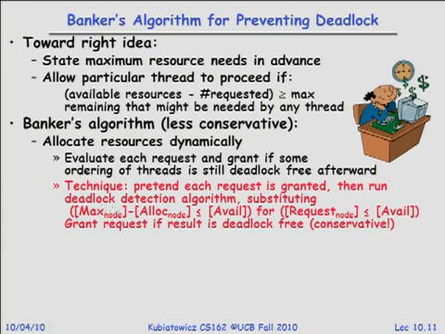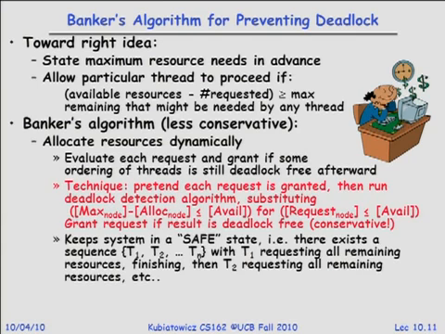Now, of course, there's a name for what we're doing here. We're sort of keeping the system in a bunch of what are called safe states. And a safe state is one for which there is a sequence of threads, 1 followed by 2, followed by 3, followed by 4, such that everybody finishes. And as long as we always keep the system in a safe state, then we're good to go.